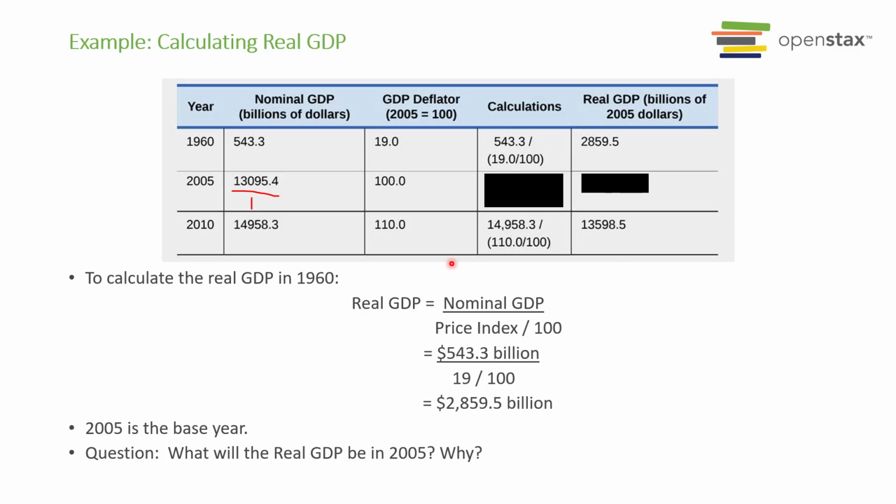All right. What about 2010? You can see here prices have gone up by 10% since 2005, and when we do that calculation, it's going to be 14,958.3 divided by 110 over 100, which is the same thing as 14,958.3 divided by 1.1. You're going to get this value here, 13,598.5. All right.